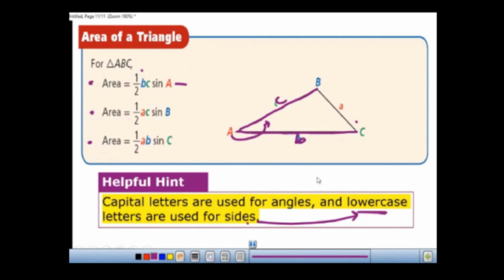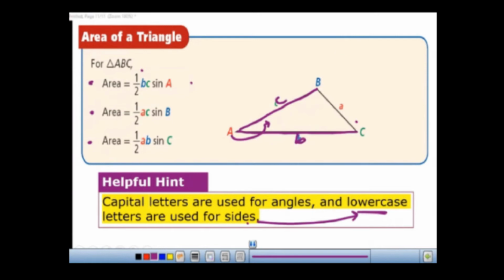It doesn't matter which side, by the way. It could be AB, BC, or AC, it doesn't matter. Then you play with the iteration of the sine of the angle between the two sides. Let's take an example on that.